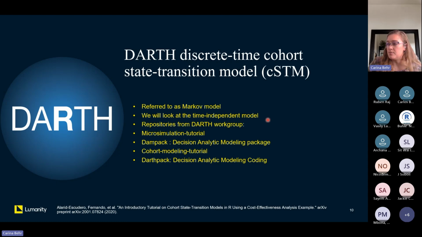And yeah, there are multiple different repositories from the DARTH workgroup that you can download and try, and there's a tutorial explaining everything, so it's very useful. For example, there's a microsimulation tutorial as well, and the cohort modeling tutorial, and there are also different packages that they use, for example, dampack.